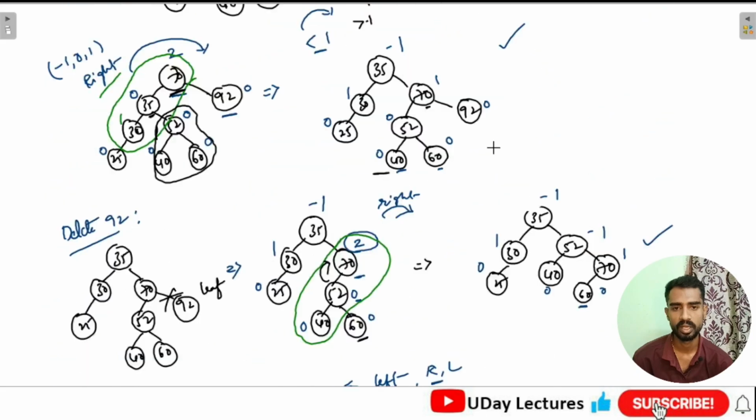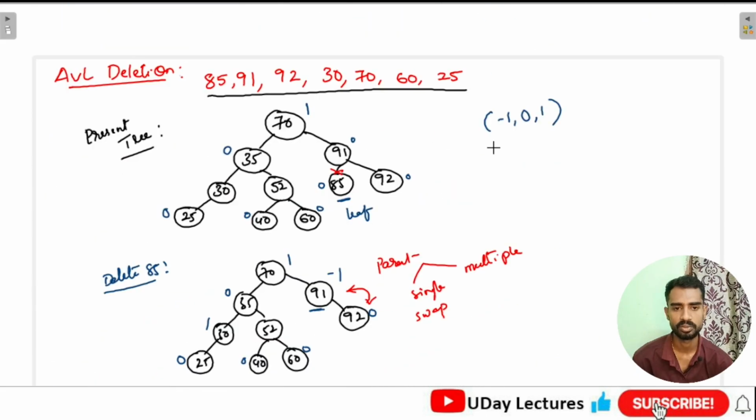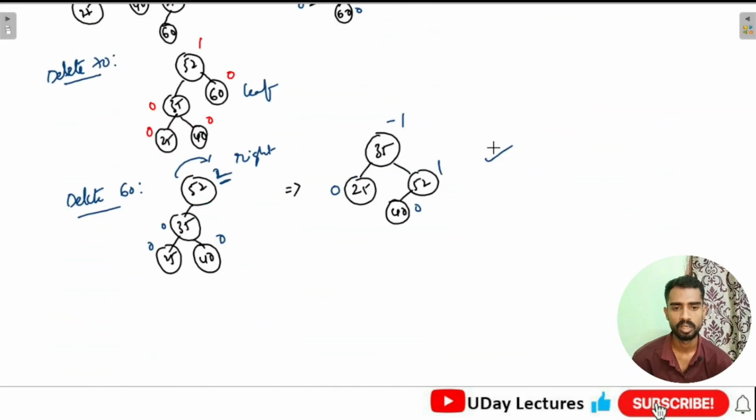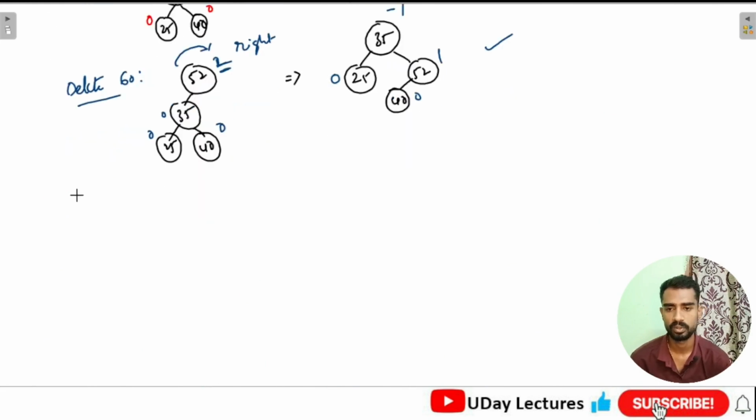Now we will go ahead and see what is the next element to delete, which is 25. Right, now we will delete 25. To delete 25, I can delete it directly because 25 is a leaf node. Let me construct the tree after deleting it. 35, 52, and then 40.